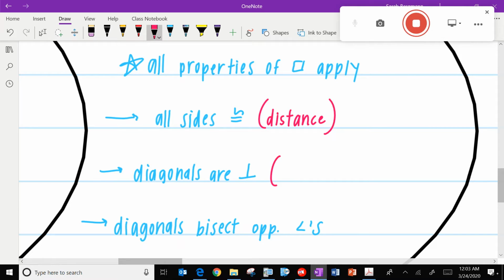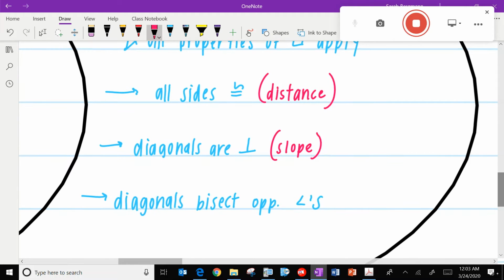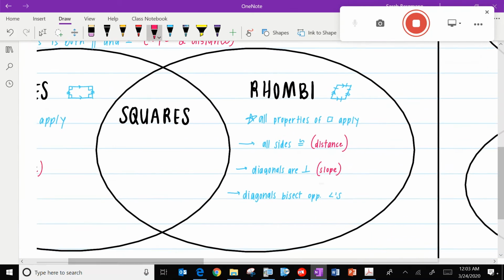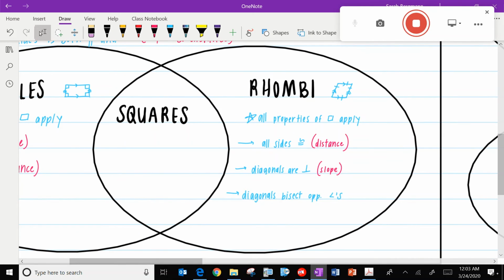You could check if the diagonals are perpendicular by using slope formula. Again, just to reiterate, if the slopes of 2 lines are opposite reciprocals, remember that means it's negative and it's 1 over the number, then that means that the 2 lines are perpendicular, which means that they form a right angle. So those are the properties of rhombi.